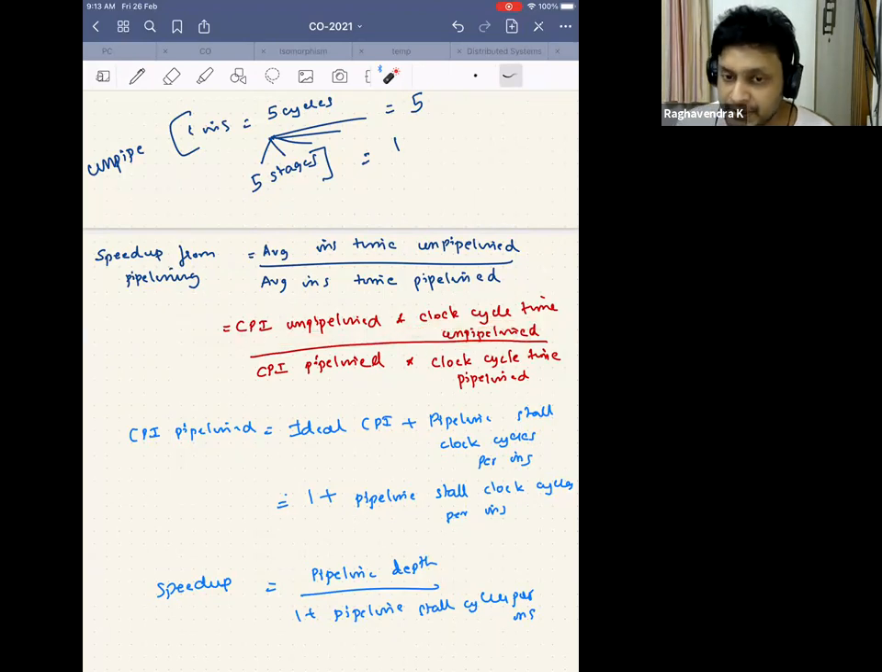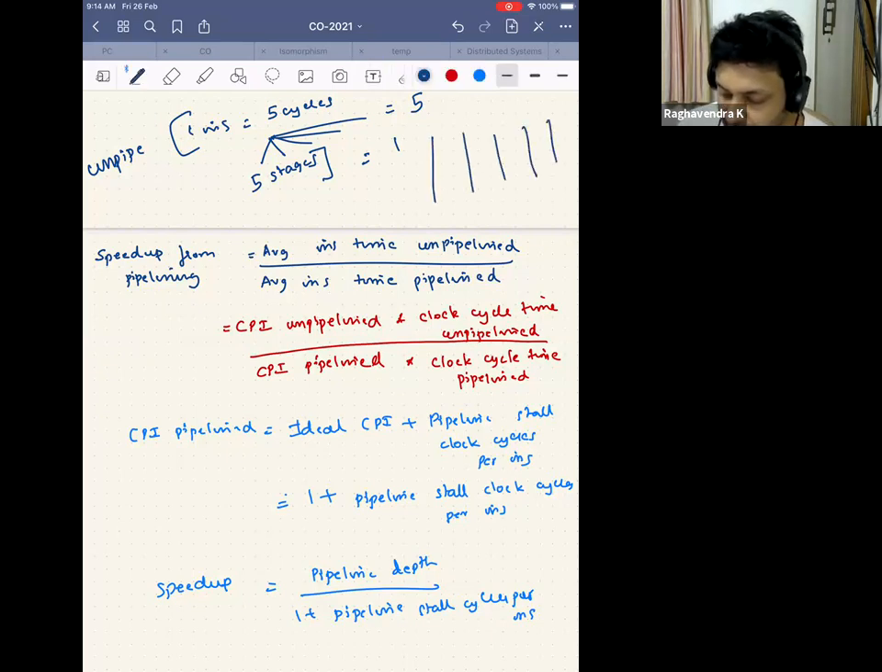But I can write the average instruction time unpipelined as CPI unpipelined times clock cycle time unpipelined. What do I mean by CPI? CPI is clock cycles per instruction: how many clock cycles it takes per instruction, times the clock cycle time. I also want to know in absolute terms how much one cycle is. Is it 1 nanosecond? Is it 2 nanoseconds? Because I am now talking about time. So this is one of the formulas that I come up with.